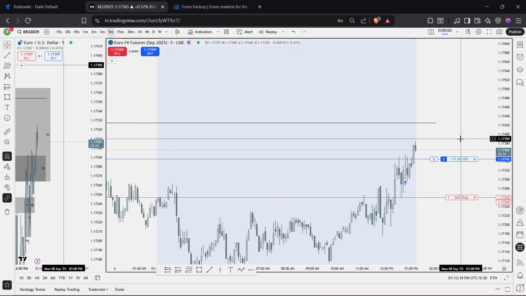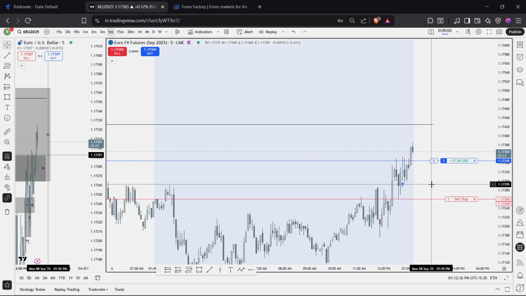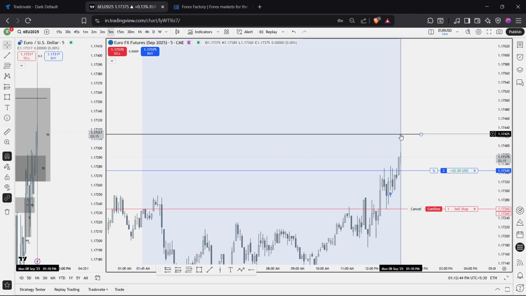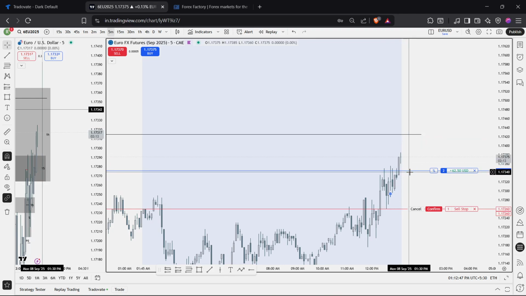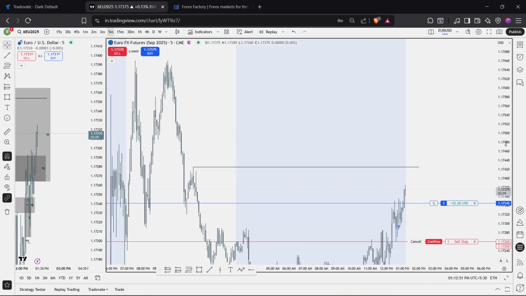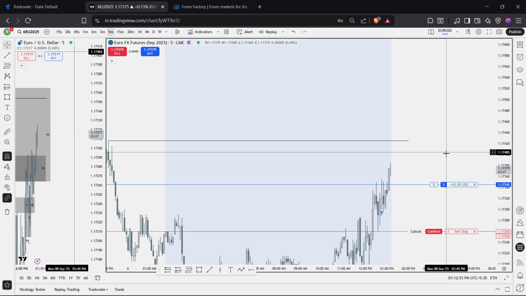Here I think I'll put my stop loss to break even. I think I can do that. See, both sell stops are in the same place. Once that touches here, then I can put my stop loss to break even. So yes, that's the update as of now.